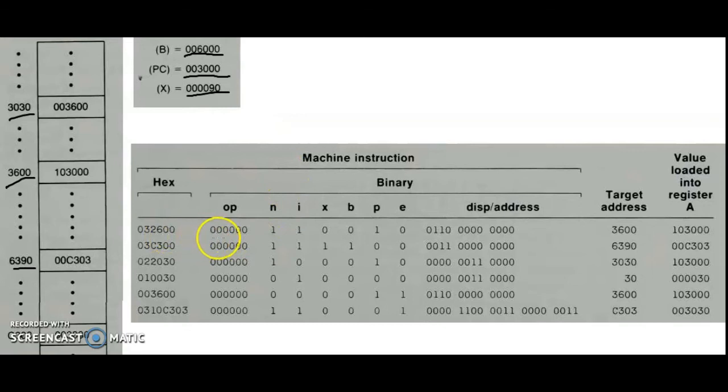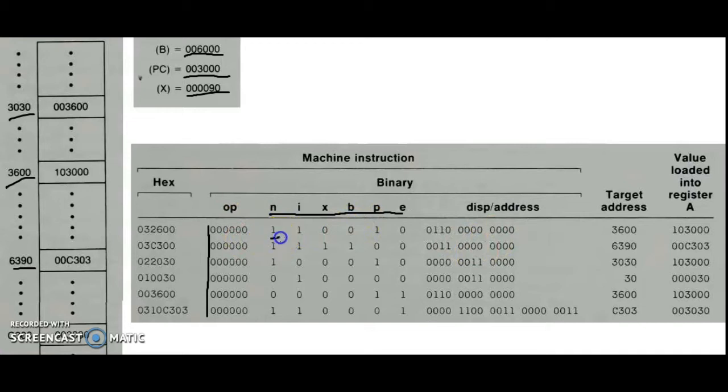Considering the first example, here we are not giving any opcode, so it is given as 0. We are not considering any opcode here, just consider these n, i, x, b, p, e values and determine the target address and how the value is fetched from the memory.